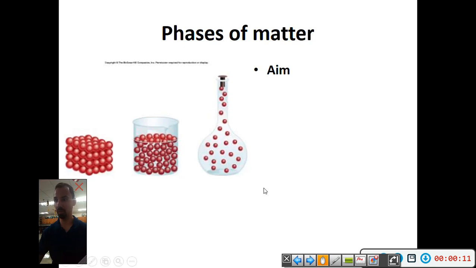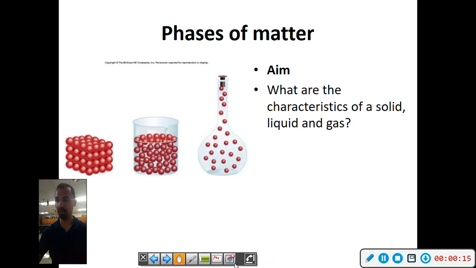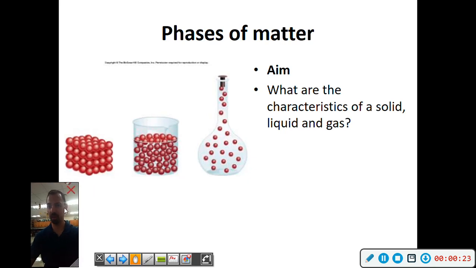So in general, what are the characteristics of solids, liquids, and gases? All right, so these are our three phases of matter. If you look at this picture here, it's a perfect example of how each of these phases of matter look. The first one, because you see how it's packed, it's definitely a solid. Nice and tight material. Particles are close together. They don't move around freely.